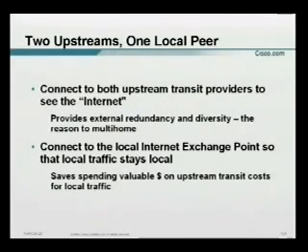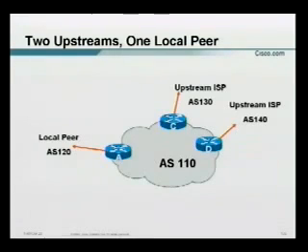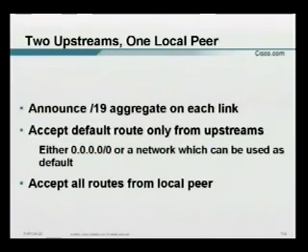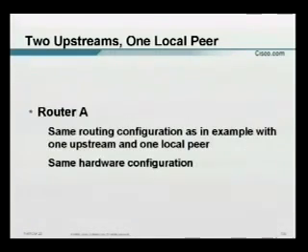We're connecting to two upstream providers to receive internet, in other words, to get external redundancy and diversity. Exchange point or, well, local peer, whatever, so that local traffic stays local. That's our picture. Very easy. So we announce the /19 on each link again. We accept the default route from our upstreams, either the network 0 or the network which can be used as the default. We accept all routes from our local peer. Nothing new. Again, we're keeping it nice and simple.